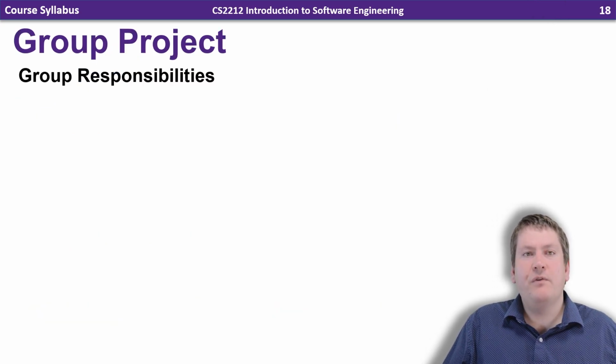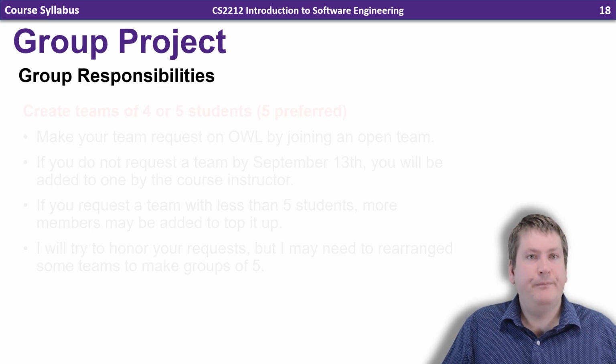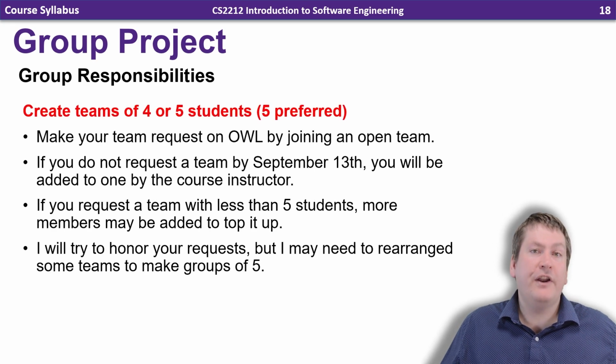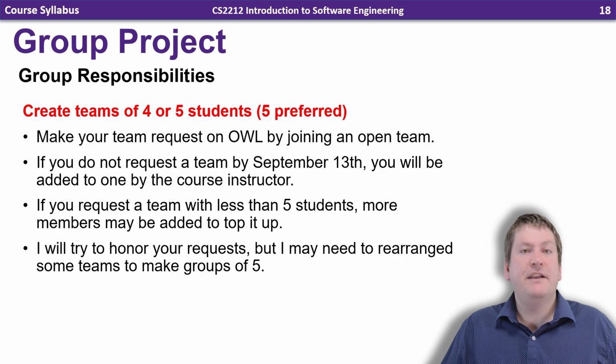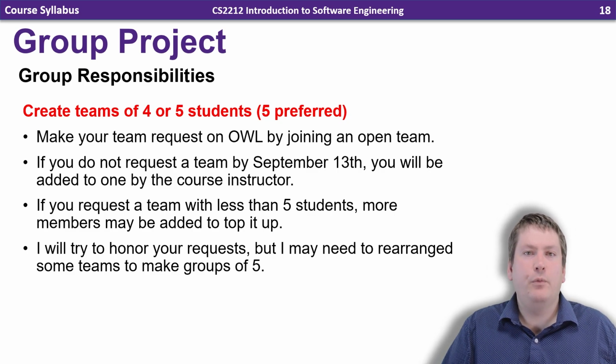So now we're going to go over some of your responsibilities and your group's responsibilities in this project. First of all, you're going to have to form your team. Teams are going to be of 4 or 5 students, 5 preferred, and you're going to make a team request on OWL by joining an open team.